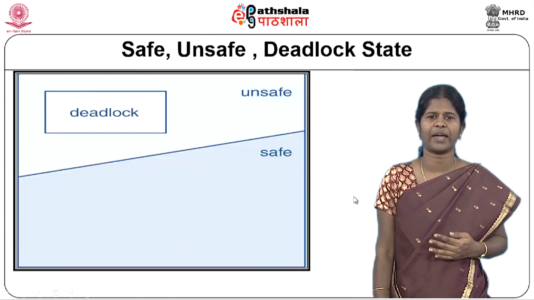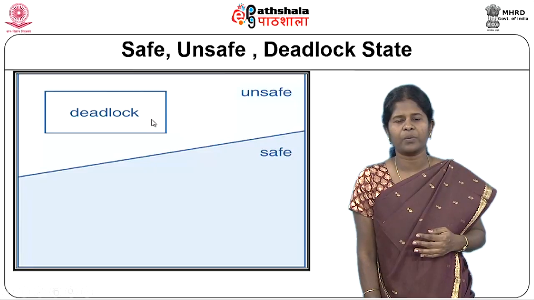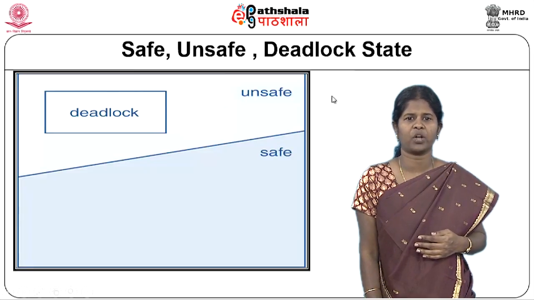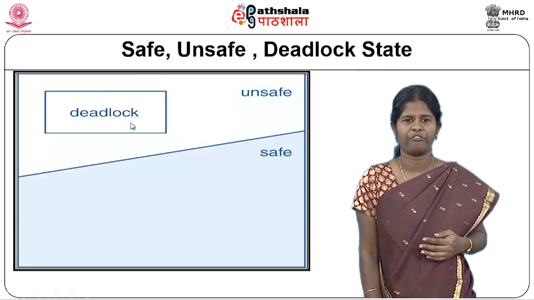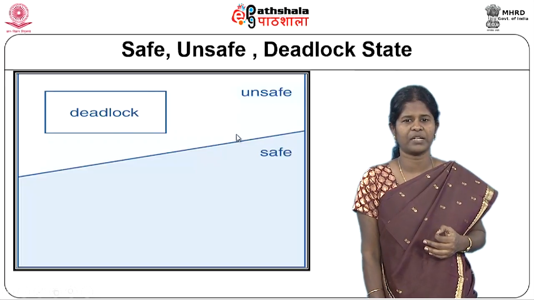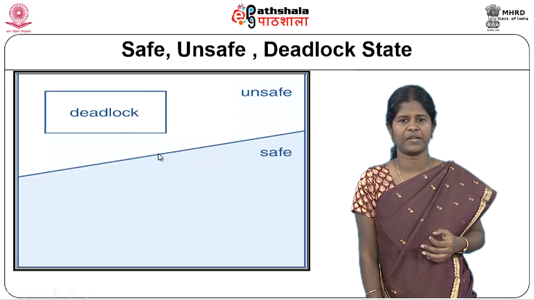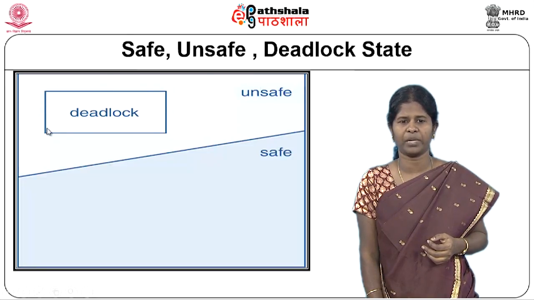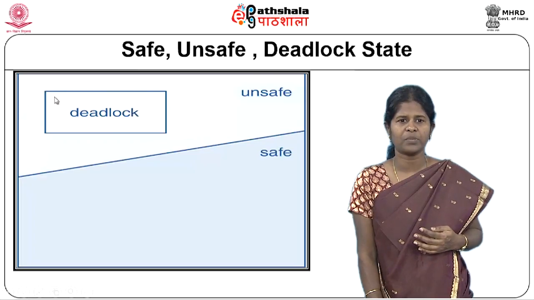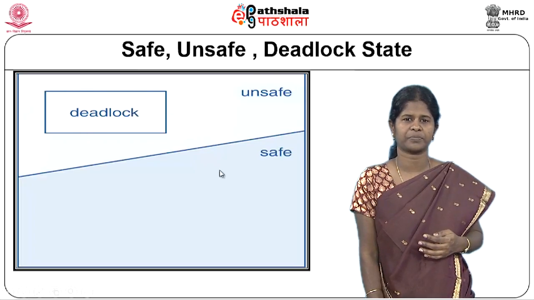So, here is just a diagram that shows the safe, unsafe and deadlock states. So, you have the deadlock state and the unsafe state. Mostly the system is in a safe state, but if it's unsafe, there is the possibility of deadlock. So, unsafe does not mean it is always deadlock, there is a possibility of deadlock.